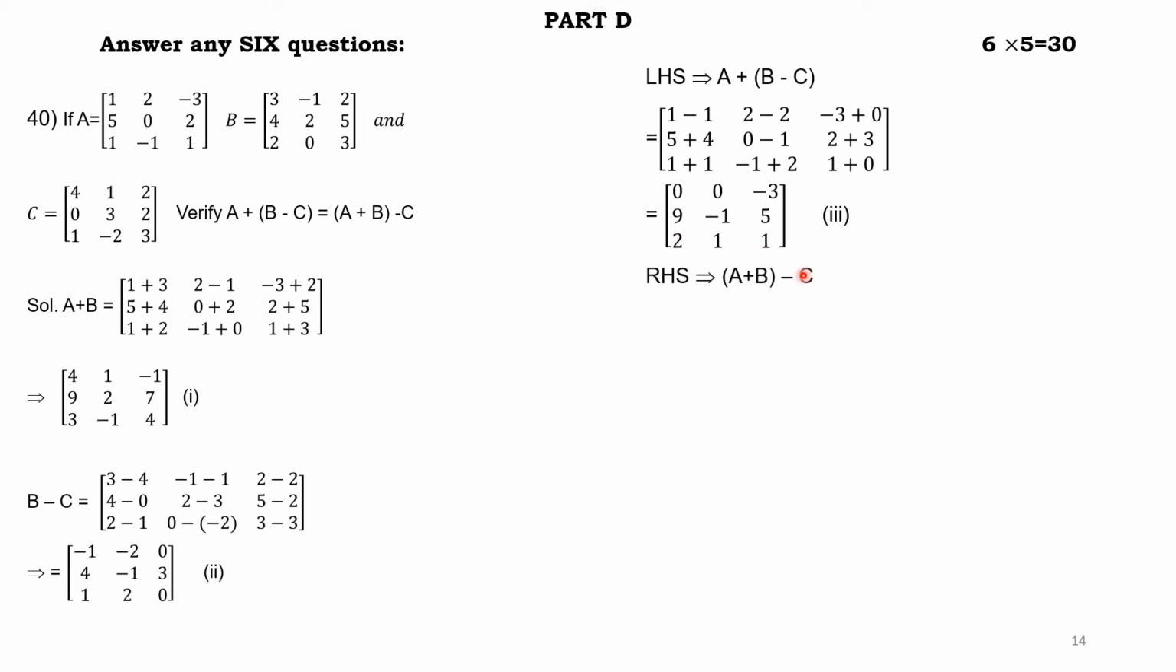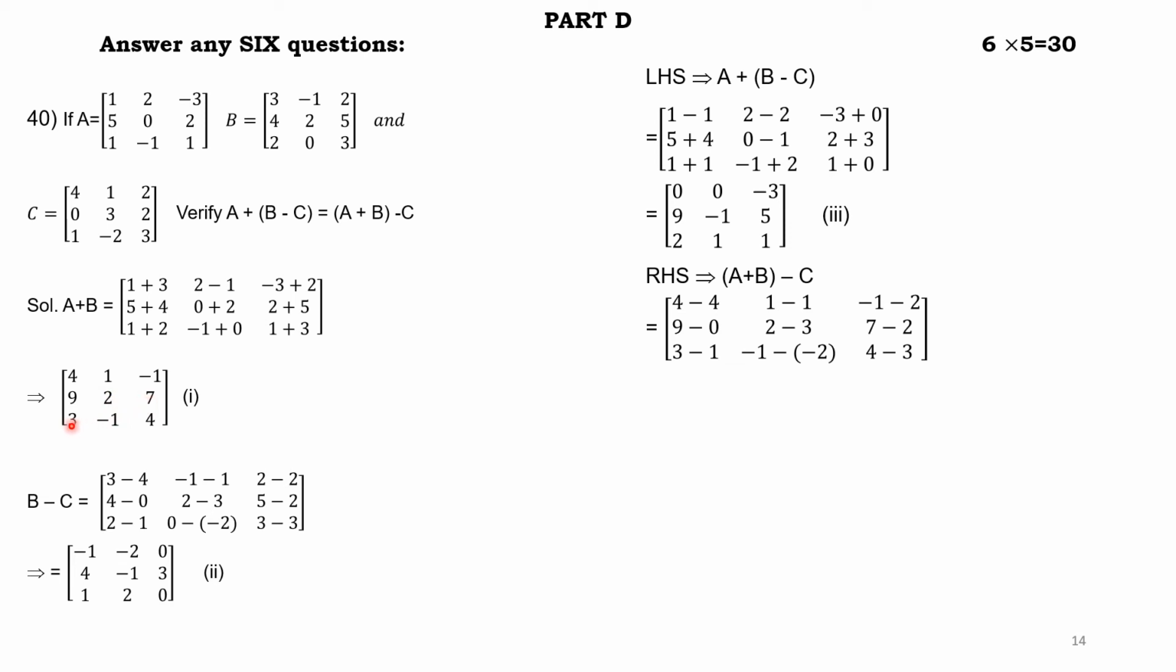Now we will simplify the right hand side. A plus B we know already from equation 1. From this we will subtract the C matrix. This is the C matrix. Therefore, from equation 1 we will subtract C. Therefore, it is 4 minus 4, 1 minus 1, minus 1 minus 2, 9 minus 0, 2 minus 3, and 7 minus 2.